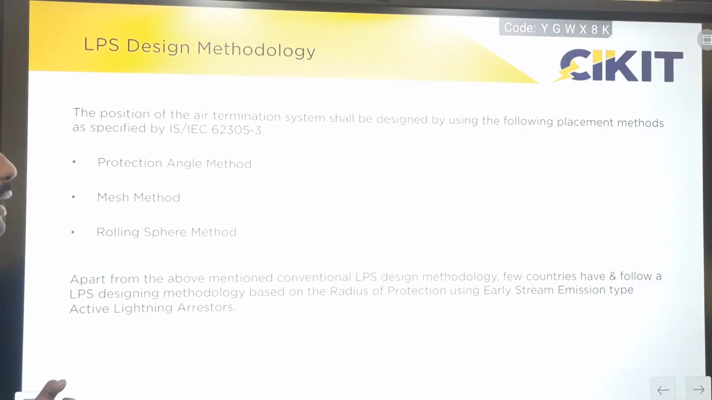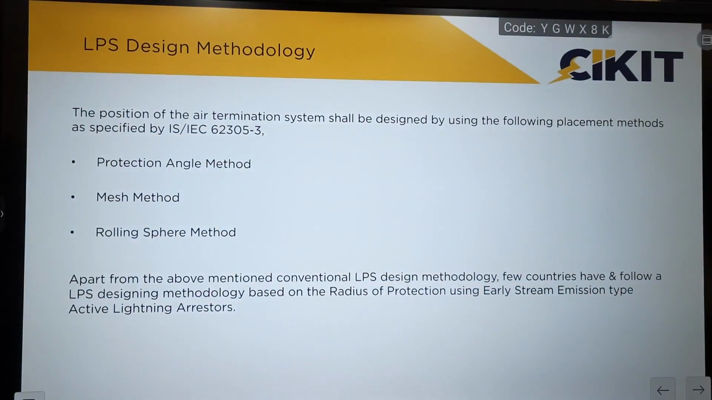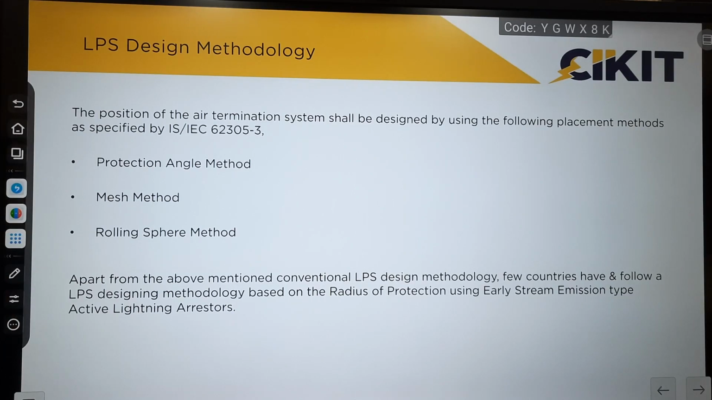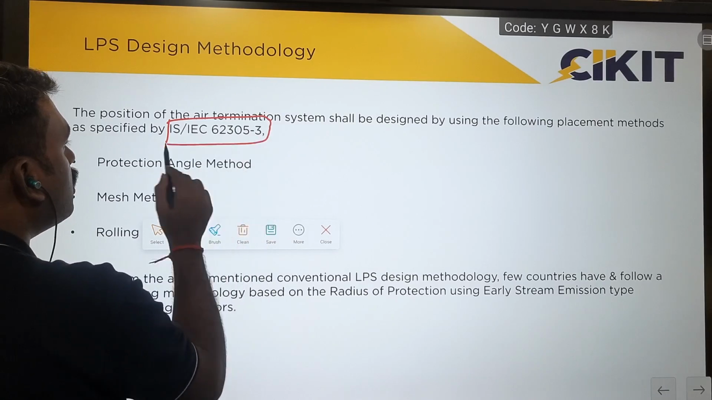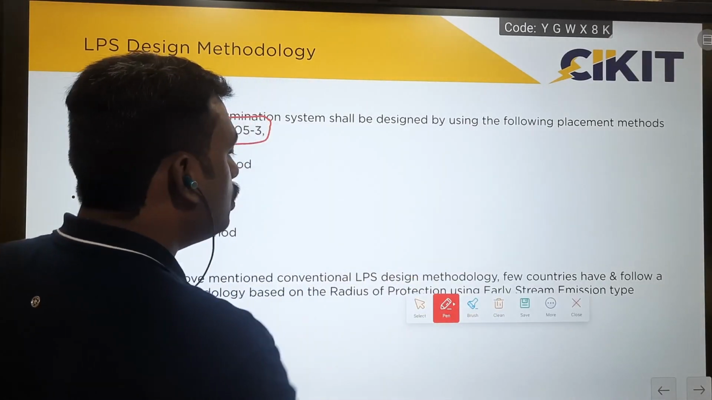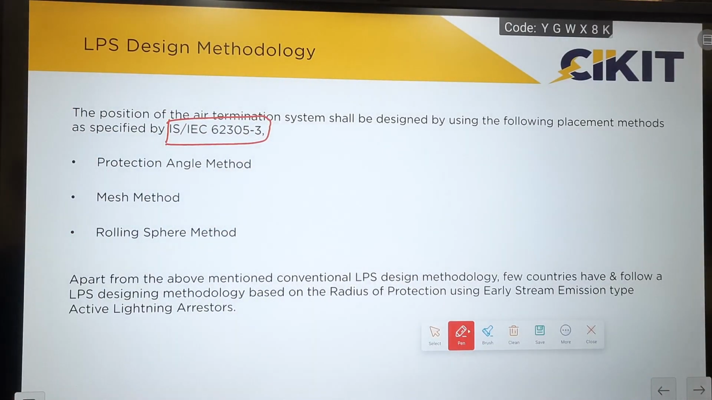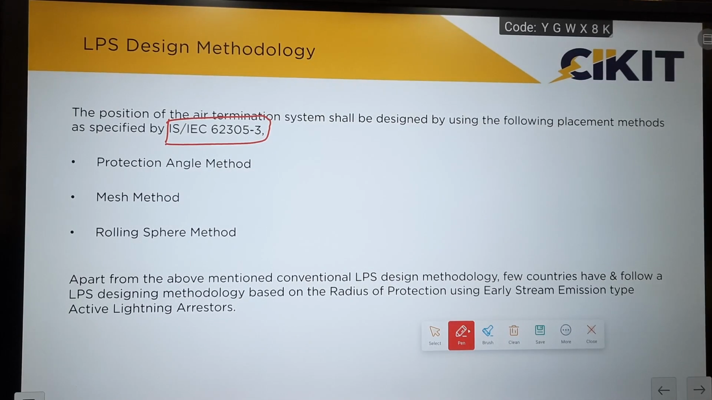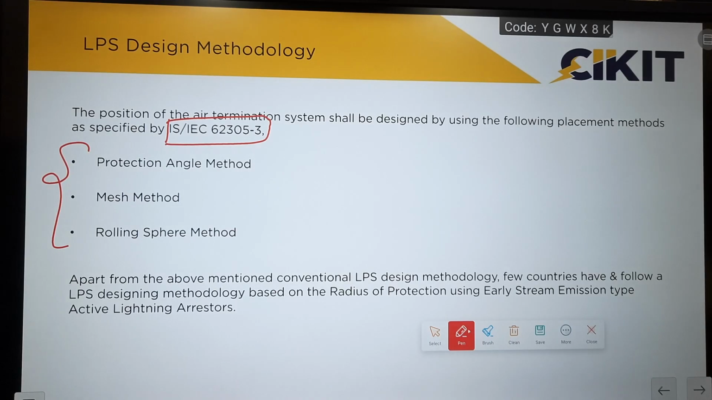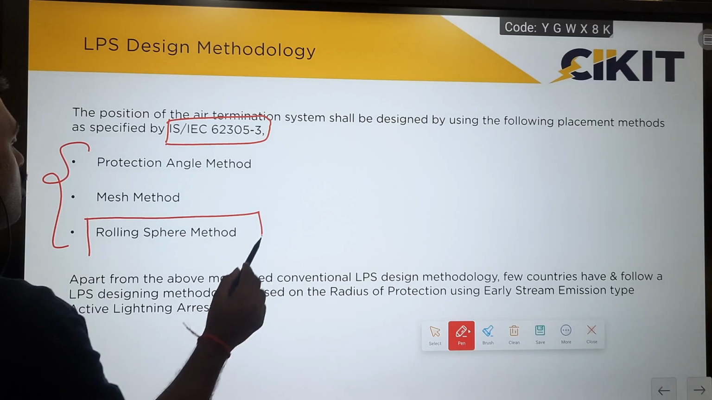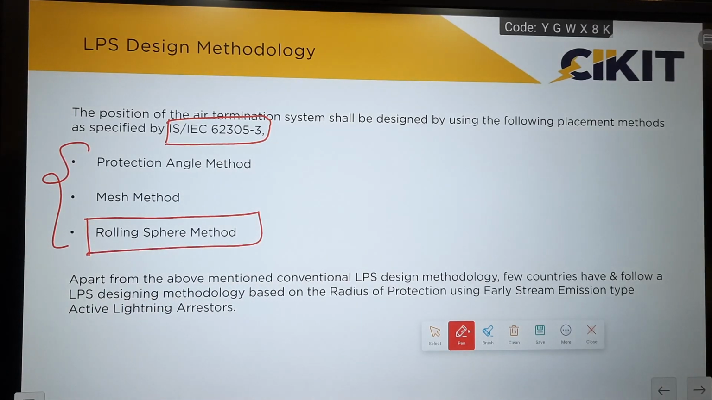So the standard, IEC 62305 part 3, has explained three methodologies for determining the number of air terminals required for protecting a structure and what the position of each air terminal will be. So these are the three positioning methodologies provided by 62305. And among these three methods, the rolling sphere method is the commonly used method for solar farms.